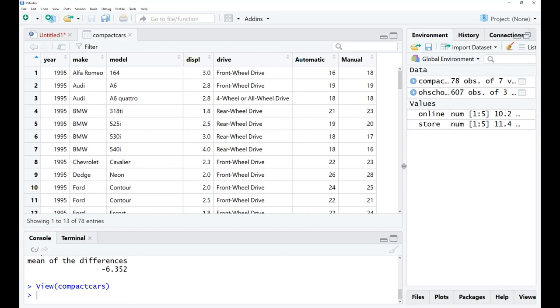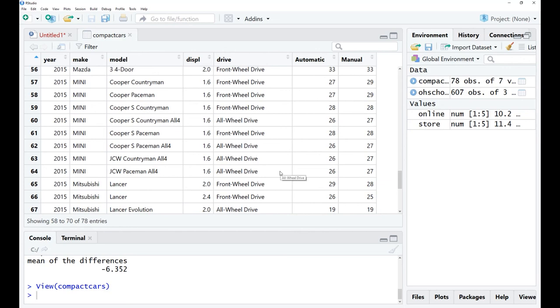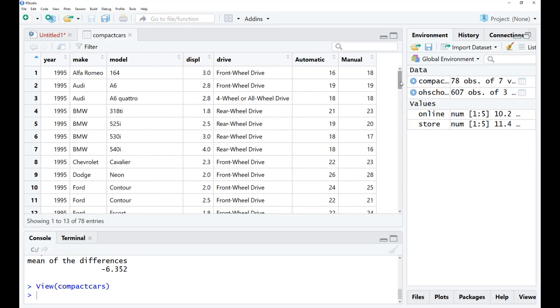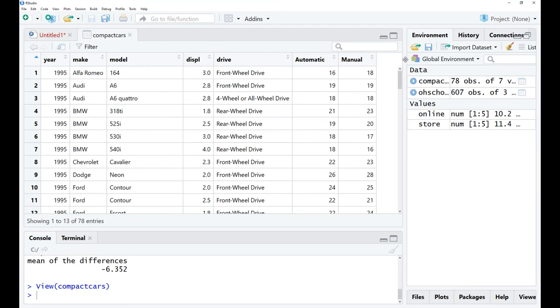Now, in this example, I would like to test the claim based on cars from the model year 1995 and cars from the model year 2015. What I want to know is whether the difference in fuel economy is present for 1995 cars and whether it is present for 2015 cars. Note that in this example, I'm only focusing on compact cars. So what I have done, I have taken data from the EPA fuel economy guide, and I just looked at compact cars, and I picked up every car that is offered with automatic transmission and with manual transmission.